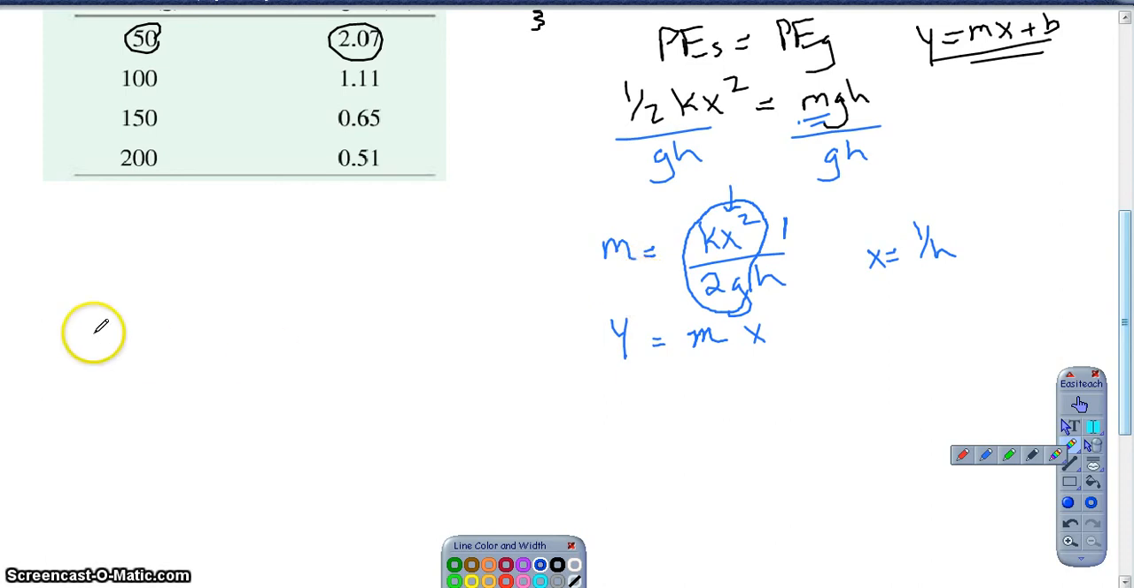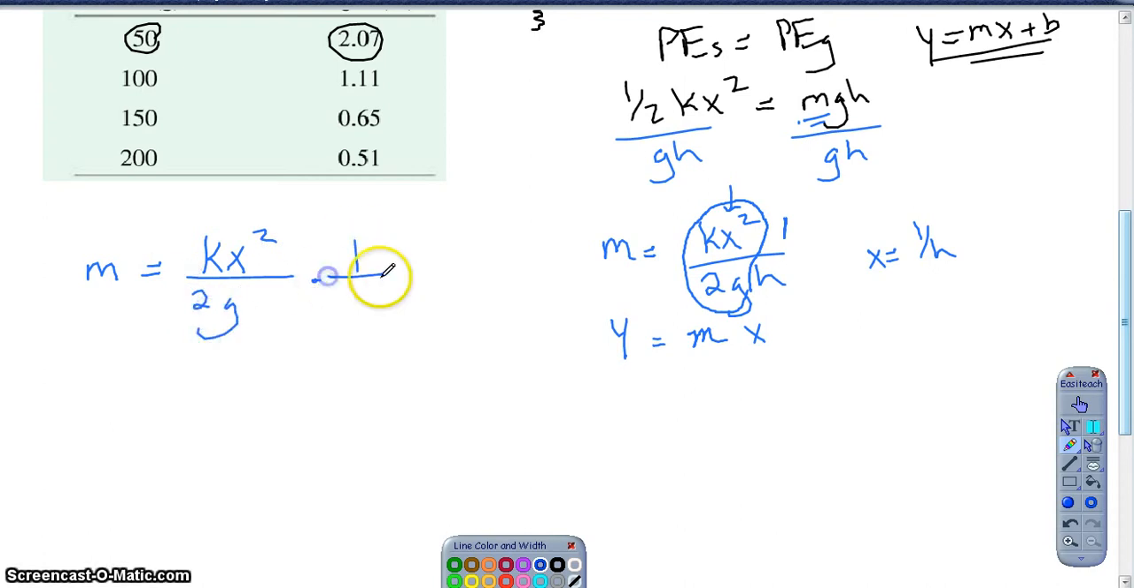But basically I've solved my equation for m. M equals kx squared over 2g, and then I multiply that off to the side by 1 over h. The reason I'm breaking that up is that h is one of my variables, so this is acting as my x value, this is acting as my m value, and my mass over here is acting as my y value. If I think of these values as such, then I've got a linear equation.